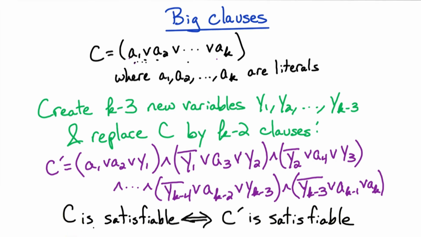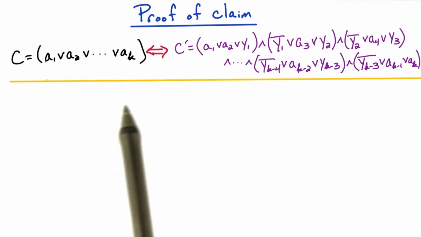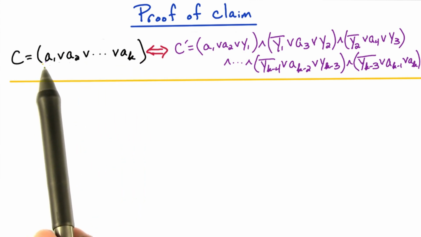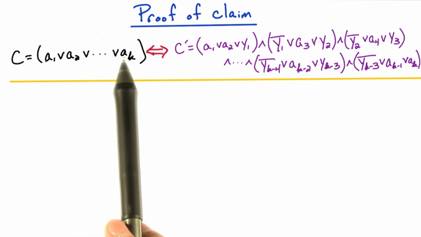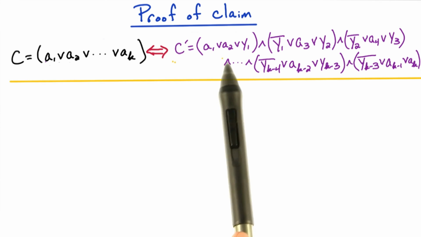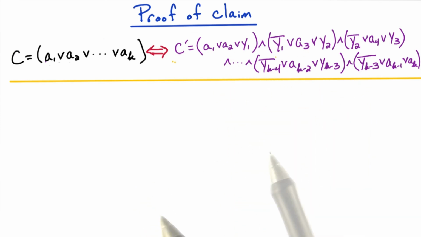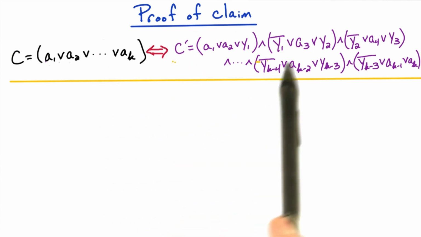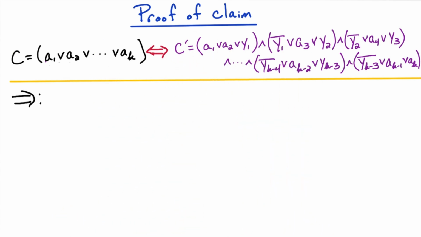So let's go ahead and prove this claim that C is satisfiable if and only if C prime is satisfiable, and then we'll be pretty much done with the reduction. Now this was our construction. We took C, which was a1 or a2 up to ak, and we defined this formula C prime, which consisted of k minus 2 clauses. And our claim is that C is satisfiable if and only if C prime is satisfiable. Now let's prove this claim. Let's start with the forward implication.